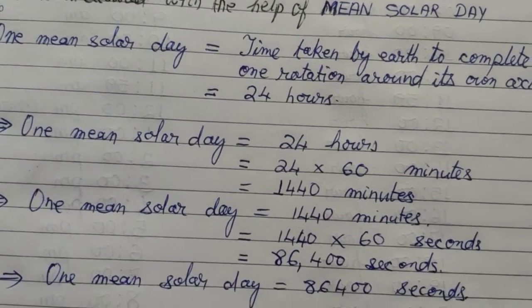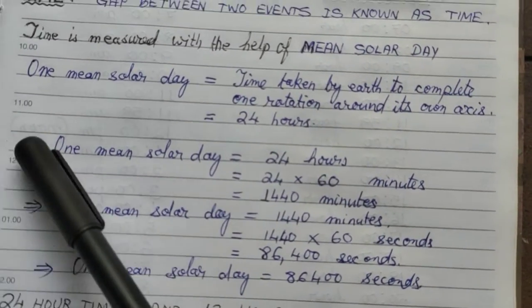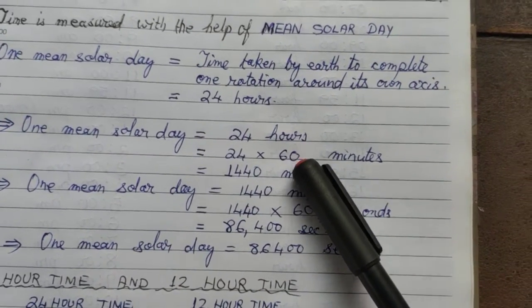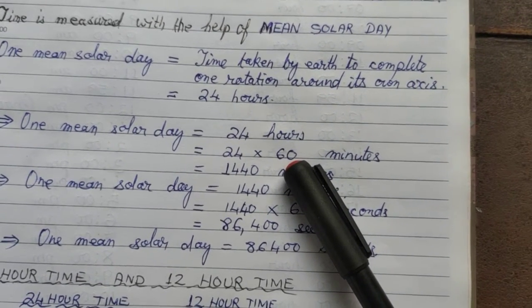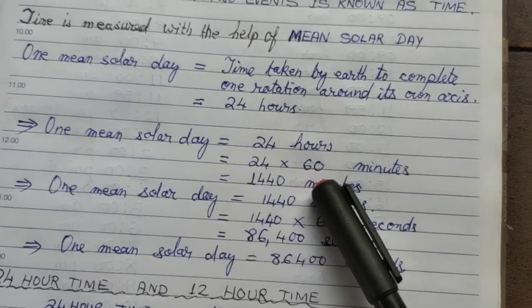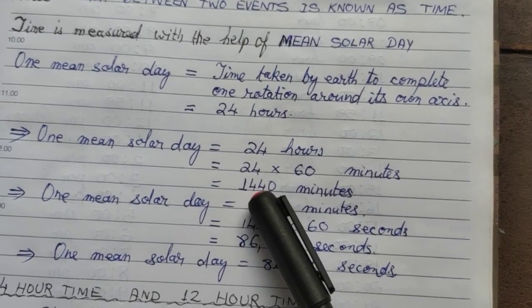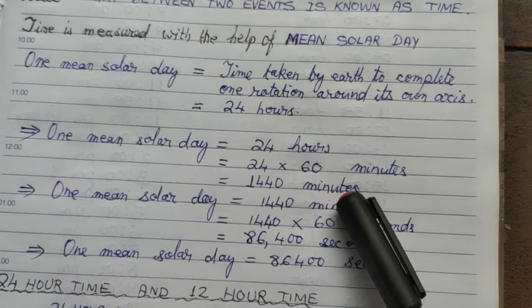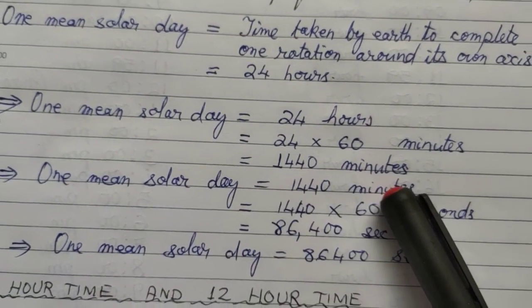Now here there are some calculations given. Okay, let's see these calculations. We have this one mean solar day equals to 24 hours. But we know each hour is divided into 60 minutes. So 1 hour is 60 minutes. So how many minutes will be there in 24 hours? 24 into 60 minutes. Okay, so likewise if you multiply, you will get 1440 minutes. That means in one day, if you calculate time in minutes, we have 1440 minutes.